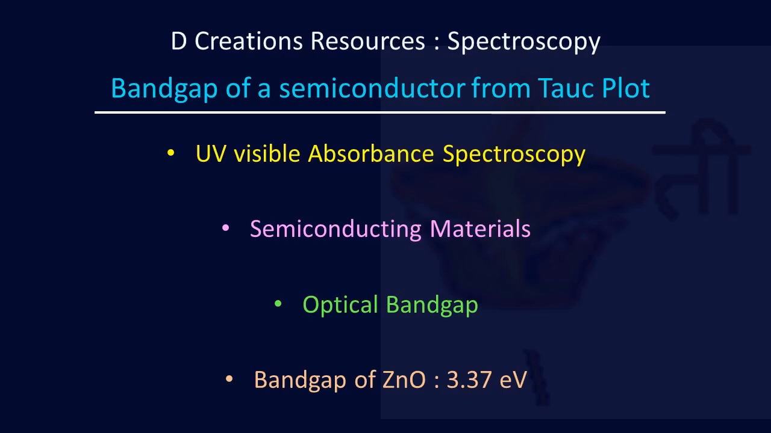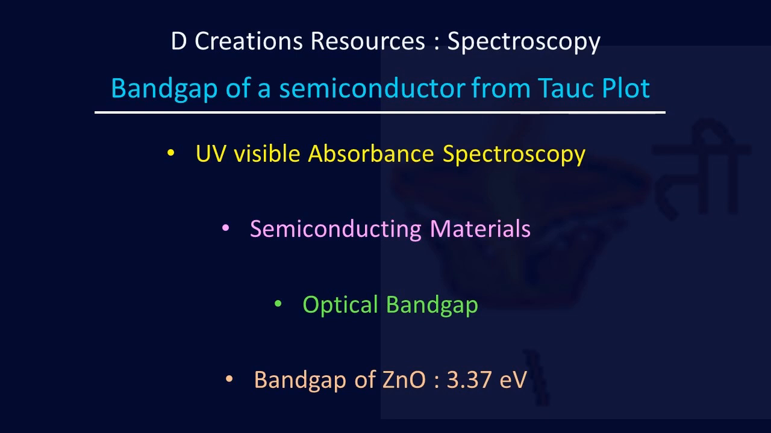A Tauc plot is a graphical method for determination of the optical band gap of a material and is based on the relationship between the absorption coefficient alpha and the photon energy h-nu of light. Now typically there is a graph made where on y-axis you have (alpha h-nu)^n and on x-axis you have h-nu. So (alpha h-nu)^n versus h-nu. When I am saying (alpha h-nu)^n, I mean alpha h-nu combined in a bracket and that whole bracket raised to n.